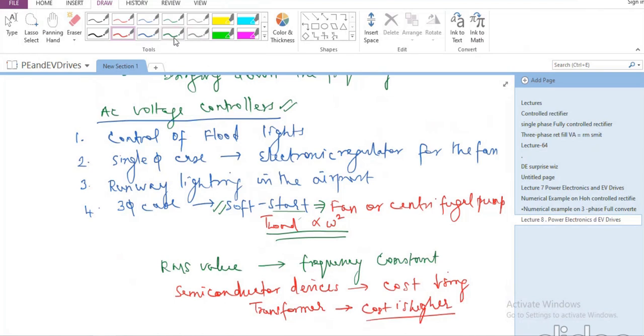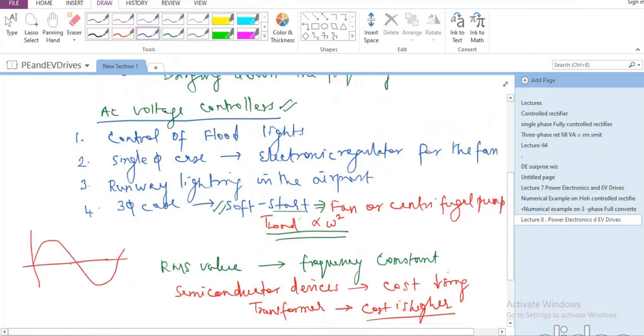Another thing: this is the advantage of using an AC voltage controller, but the disadvantage is this. If this is the total sinusoidal voltage that we want to apply, but we want to control the amount of voltage being applied, then you may apply only this portion of the sinusoid, and similarly this portion during the negative half cycle. So what you are applying is no more a sinusoidal voltage. That is the reason why you see a lot of harmonics in the output of an AC voltage controller.